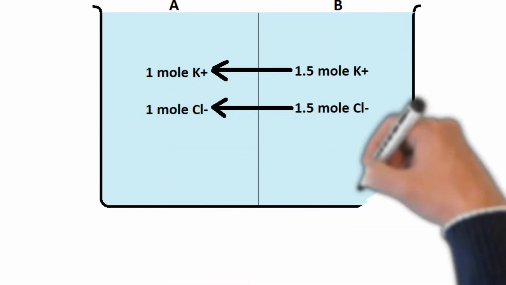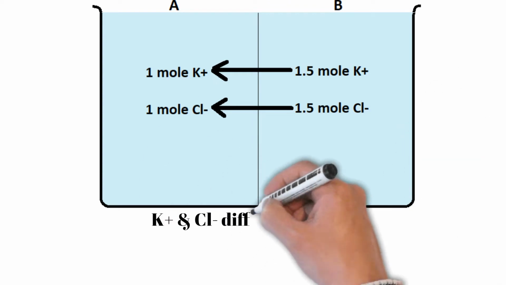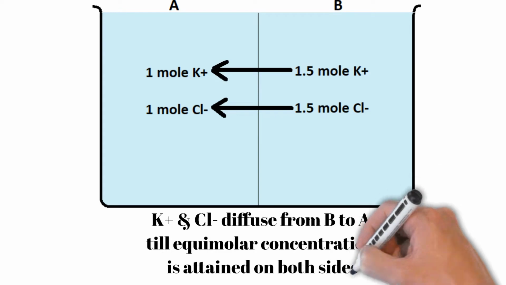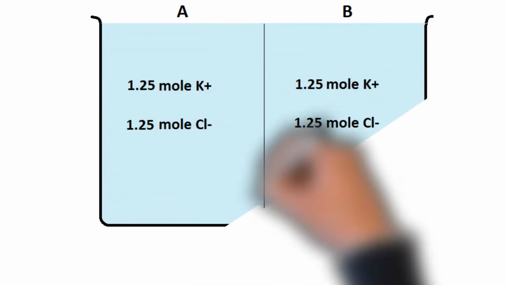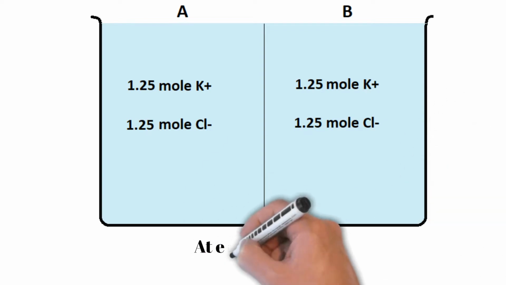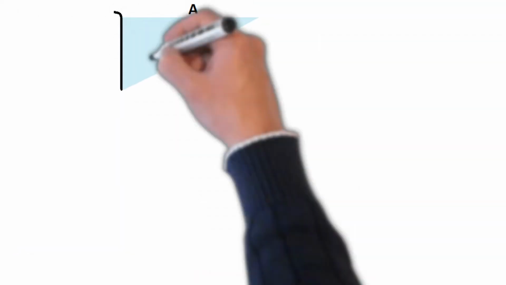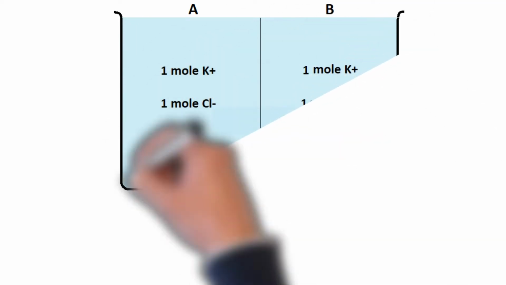So, potassium and chloride ions will diffuse from side B to side A, so that at equilibrium both sides contain potassium and chloride ions in a concentration of 1.25 moles. However, the scenario changes when we have an impermeable anion on one side.